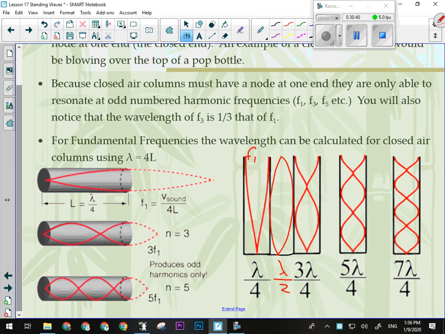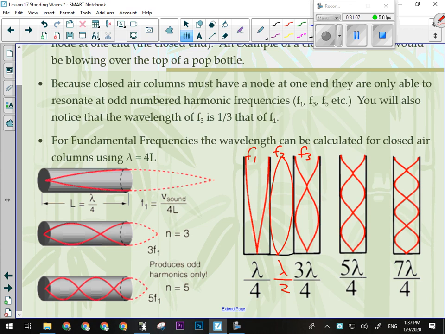F3. You won't hear anything at F2. Okay, it's a common trick that can get played on you about closed air columns. You have to remember that at F2, there is no sound at all. The next sound you hear is actually 3 times the fundamental frequency, because that's the next one that produces an antinode at the opening to the pipe. Okay. All right.